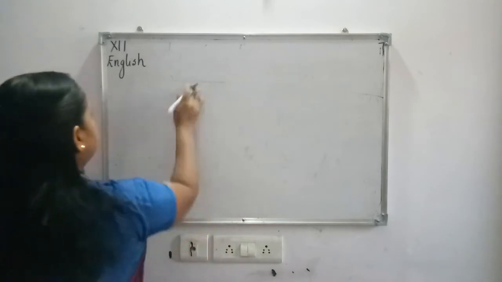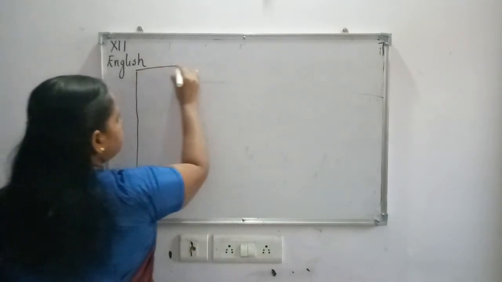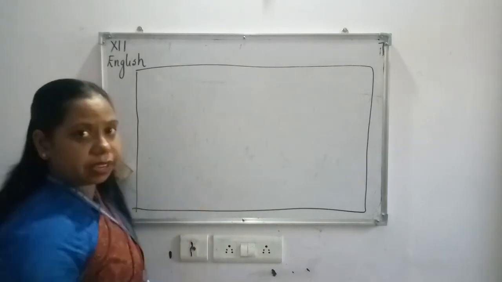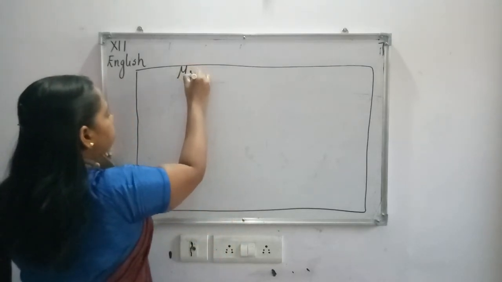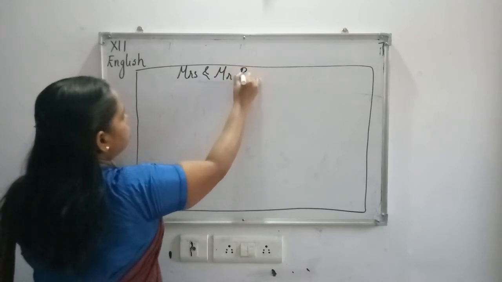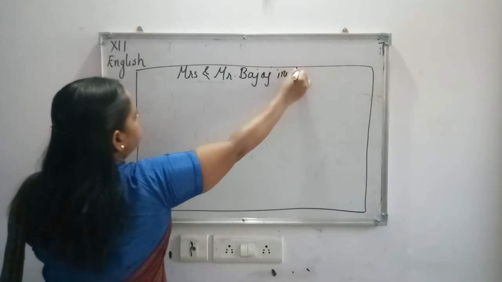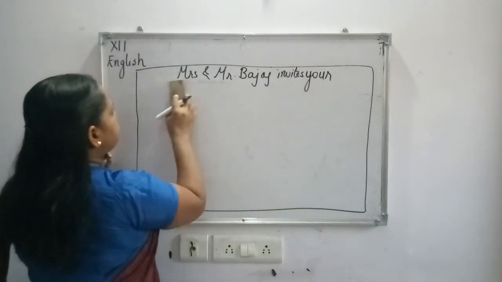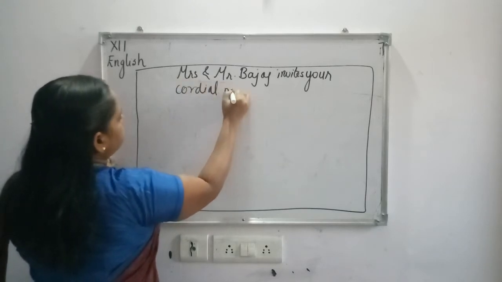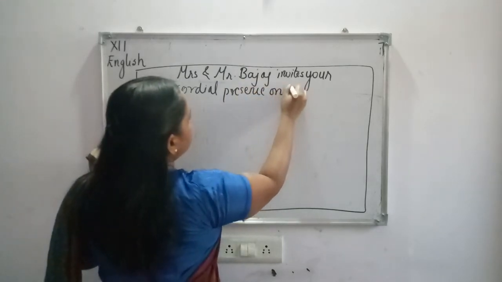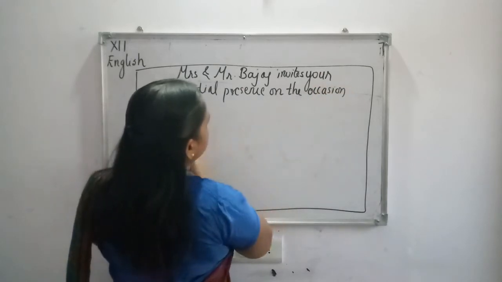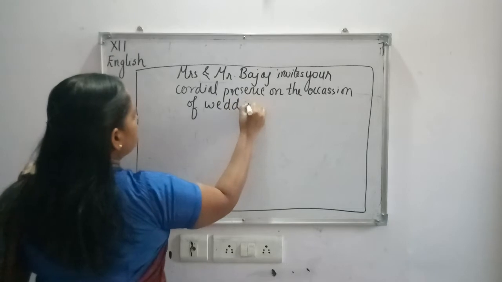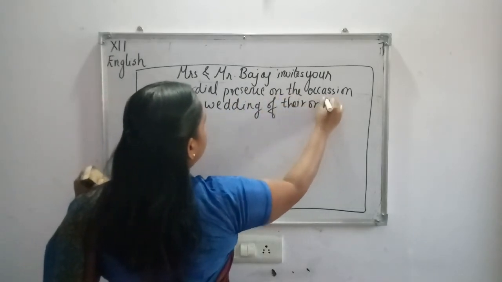So whenever we draft a card, there should always be a box, so you can start like that. If it is a wedding invitation, imagine we are taking Mr. and Mrs. Bajaj. Now here also: invites your cordial presence on the occasion of wedding of their only daughter.